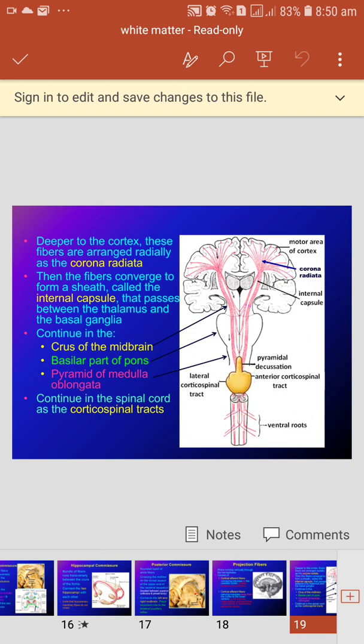If you recall the brain stem, I told you that all the fibers of the descending or ascending pathways cross through the corona radiata, internal capsule, then throughout the brain stem. These fibers are the projection fibers. These continue in the spinal cord as the corticospinal tract.